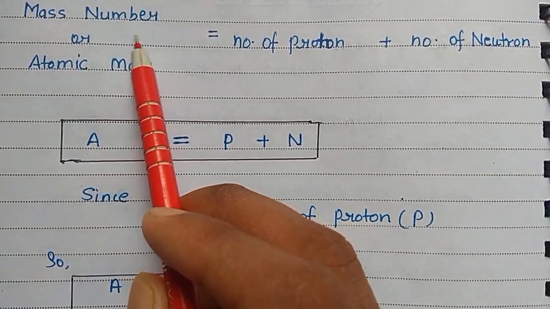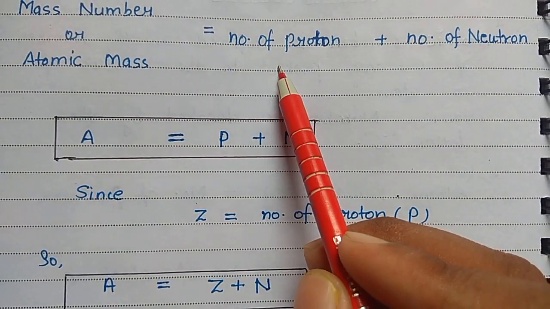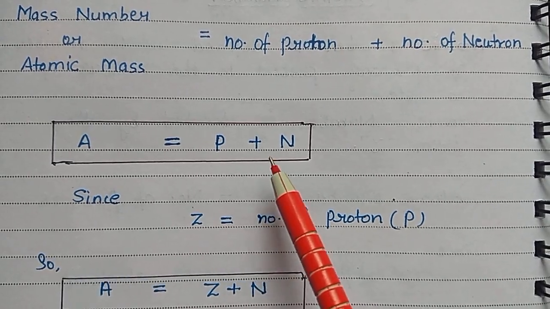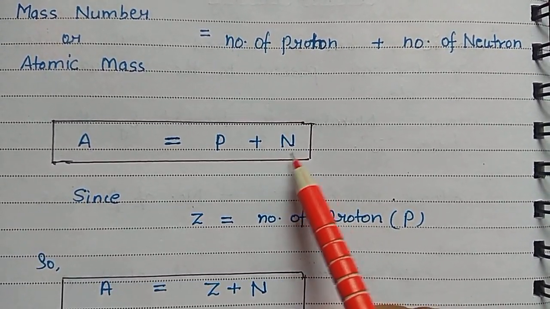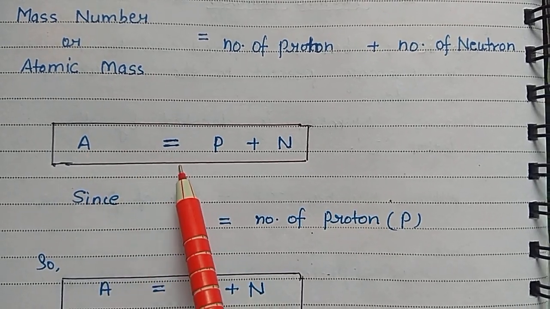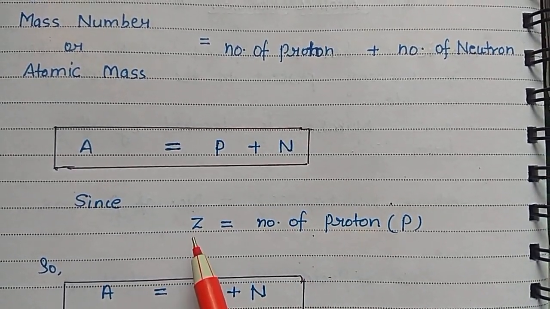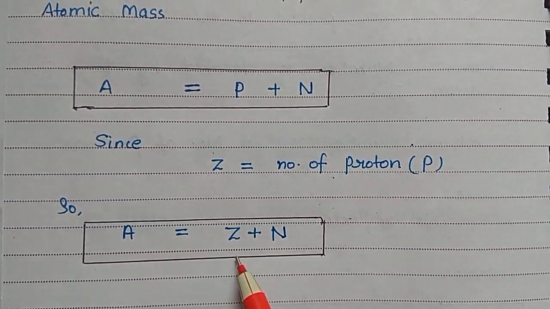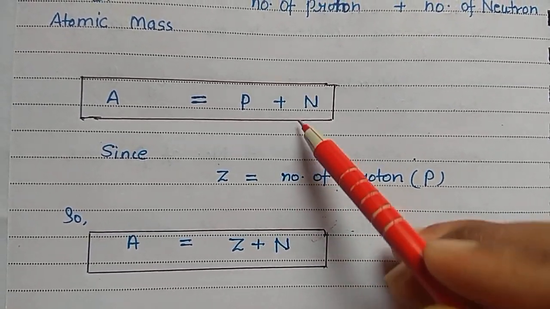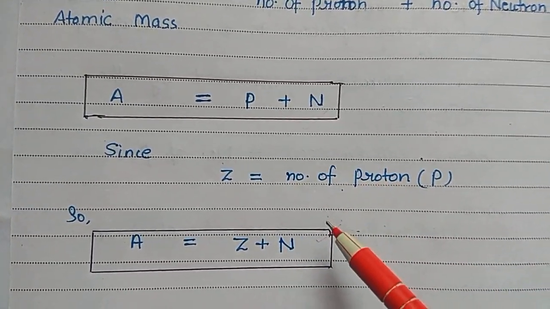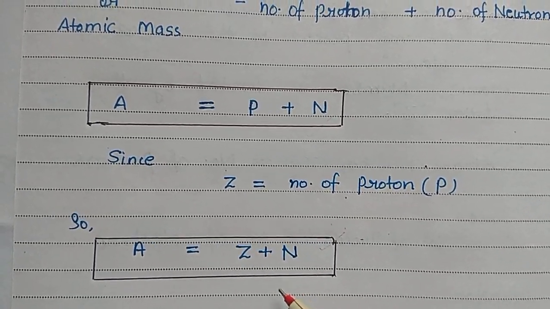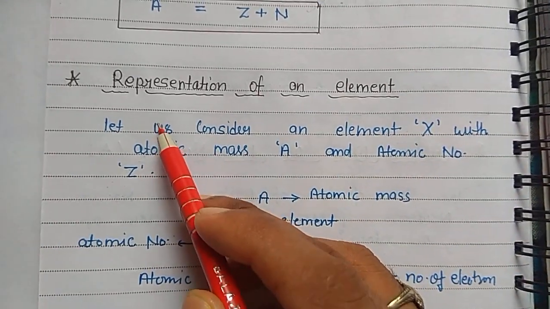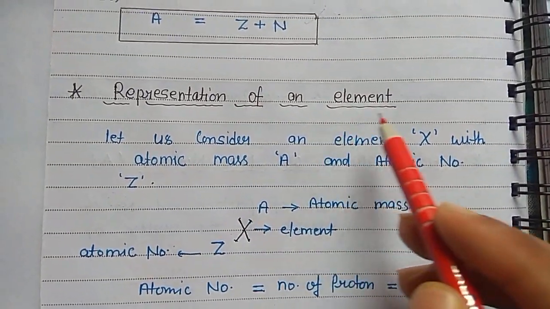Atomic mass or mass number is represented by capital A, the number of protons by capital P, and the number of neutrons by capital N or a small n. Therefore, A is equal to P plus N. Since Z is equal to the number of protons, A is equal to Z plus N. Both formulas can be used to calculate the number of neutrons present in the nucleus of an atom. Now the next topic is the representation of an element.